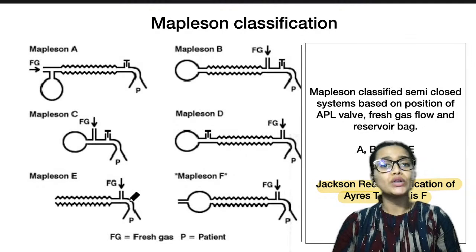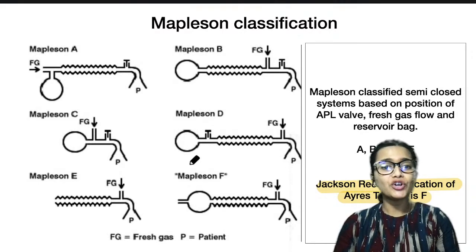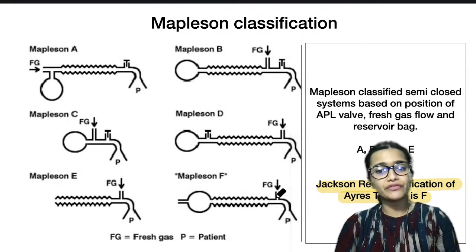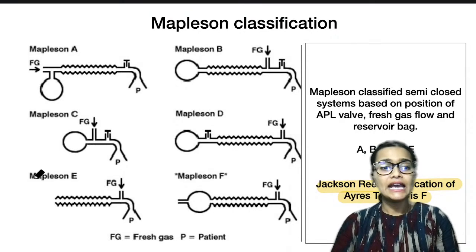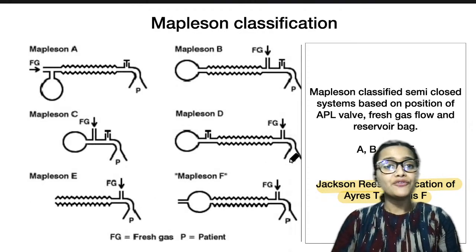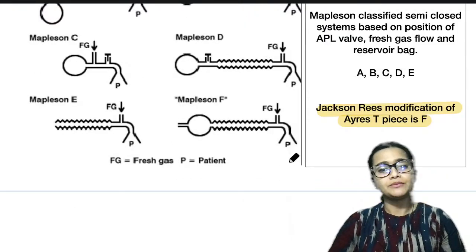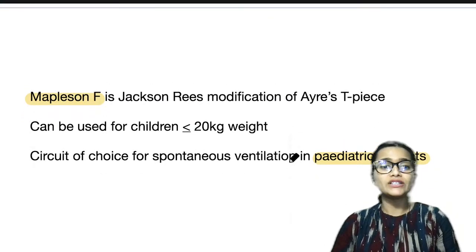Mapleson E, also known as Ayre's T-piece, has the entire APL valve and the bag cut off, so it's a very open, semi-open circuit. Mapleson F, also called the Jackson-Rees modification of Ayre's T-piece, is where they have just added an open-ended bag at the machine end. Therefore, we'll look at which circuit is best suited for children. Mapleson F, the Jackson-Rees modification, is the correct answer.